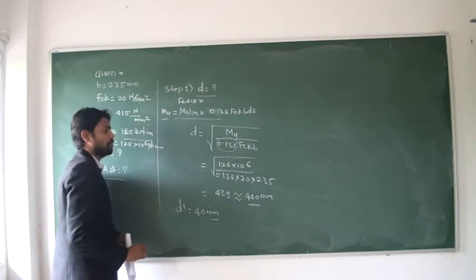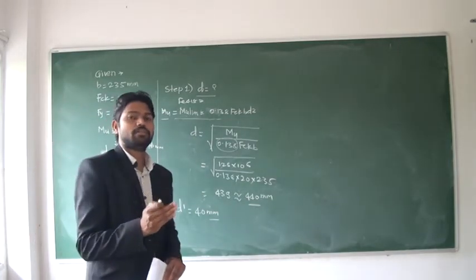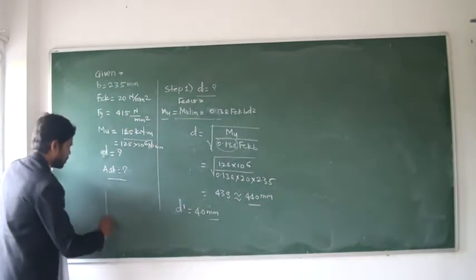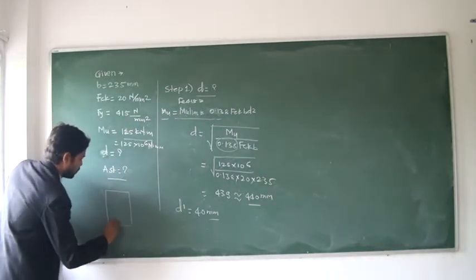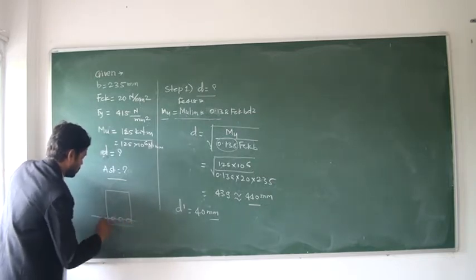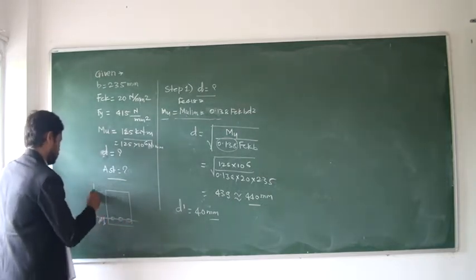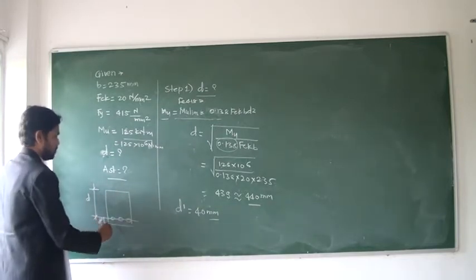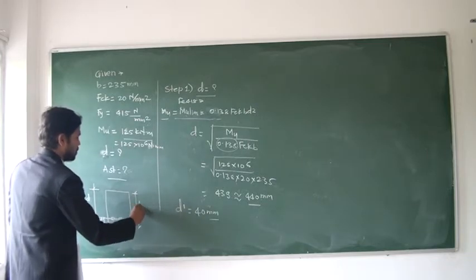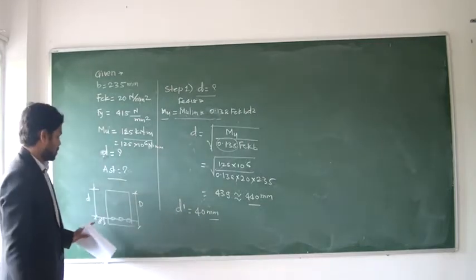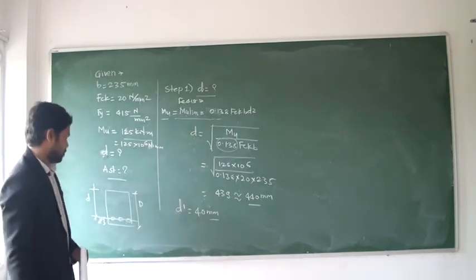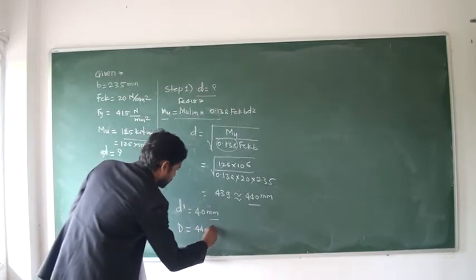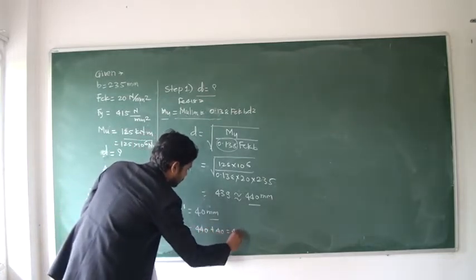So what is effective cover? It is the distance from the center of reinforcement to the bottom of the beam. That is your effective cover. This is d and this is D, the total. And this effective cover, if you assume it is 40 mm, so the total overall depth will become 440 plus 40, that is 480.